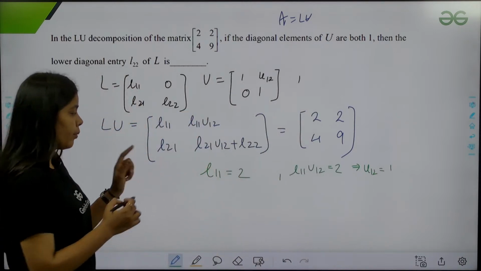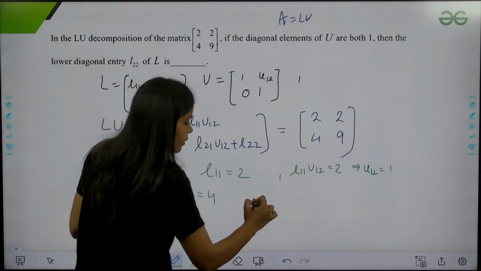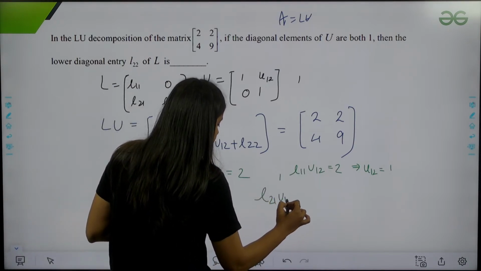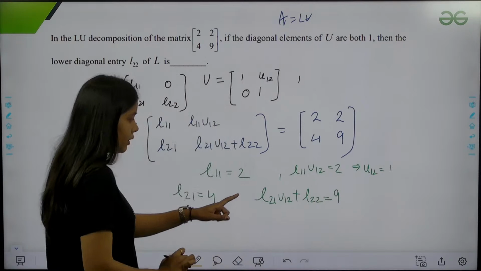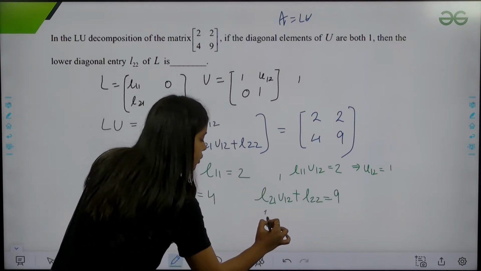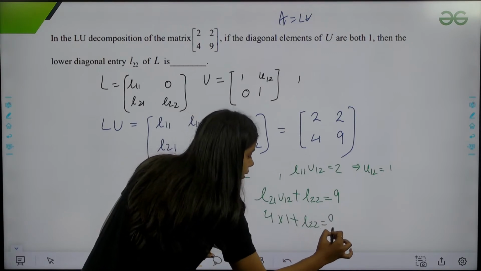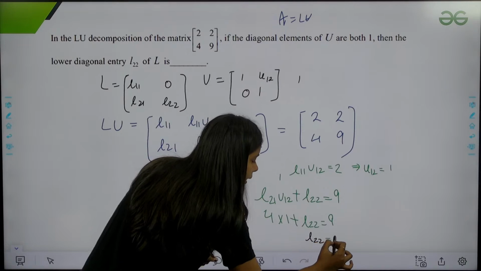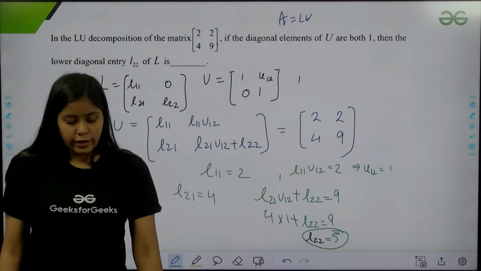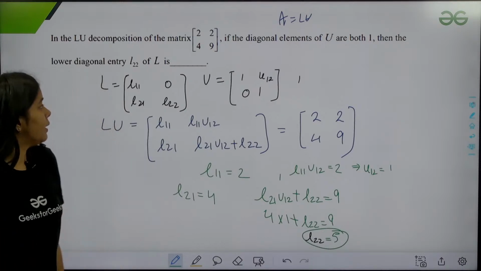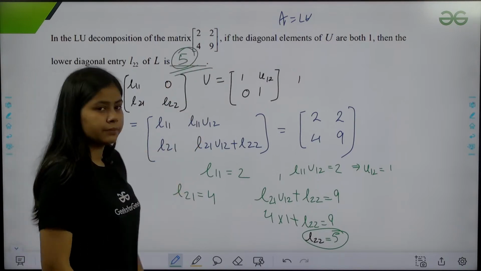Now from here I'll get L21 equals 4. Now the last equation will be L21 U12 plus L22 equals 9. L21 is my 4, U12 is my 1, plus L22 equals 9. So from here, on solving for L22, I'll get 5, right? L22 equals 5, and that's the value which I have to find out here. So what is L22? L22 is 5. So here 5 is my correct answer.